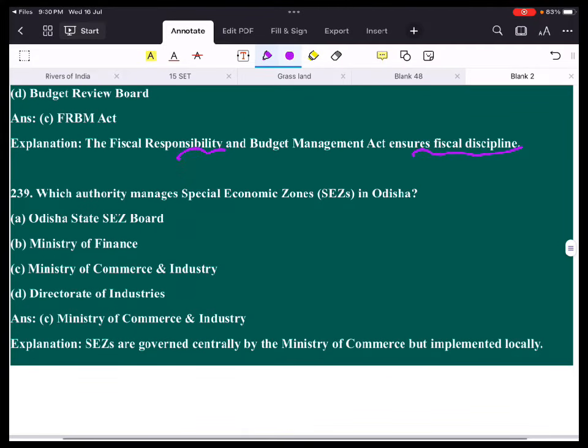Which authority manages special economic zone in Odisha? That is Ministry of Commerce and Industry, option C.